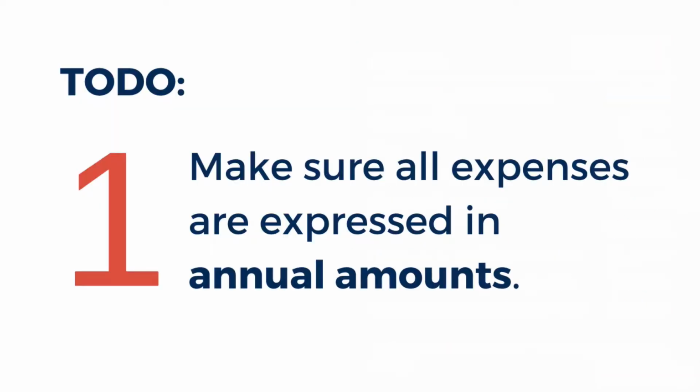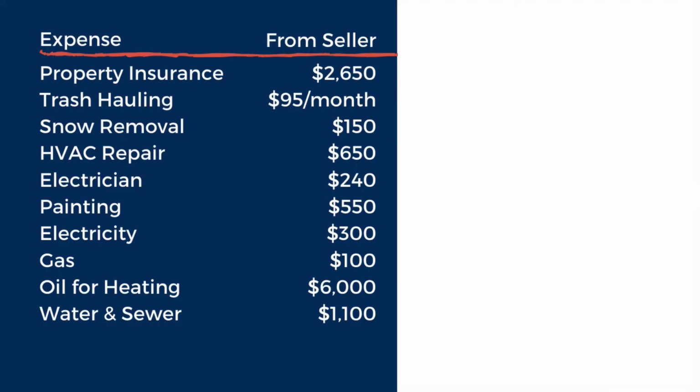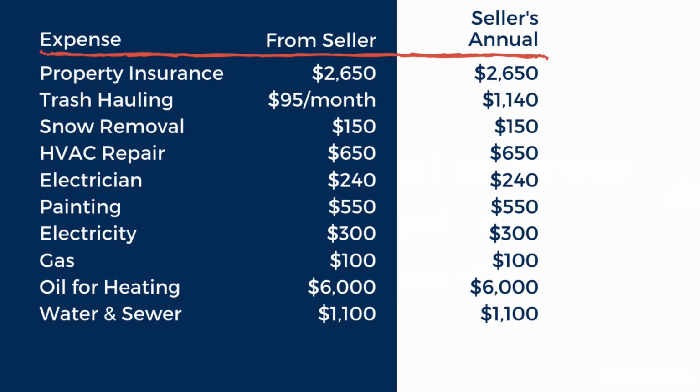So when you receive expenses from a seller, the first thing you need to do is put them in annual amounts. Looking back at what the seller gave us, everything's pretty much in an annual amount except for trash hauling. That's $95 a month. We can get the annual amount for that by multiplying the monthly amount times 12 months. And there we have it all on the right. All of our sellers' annual expenses.